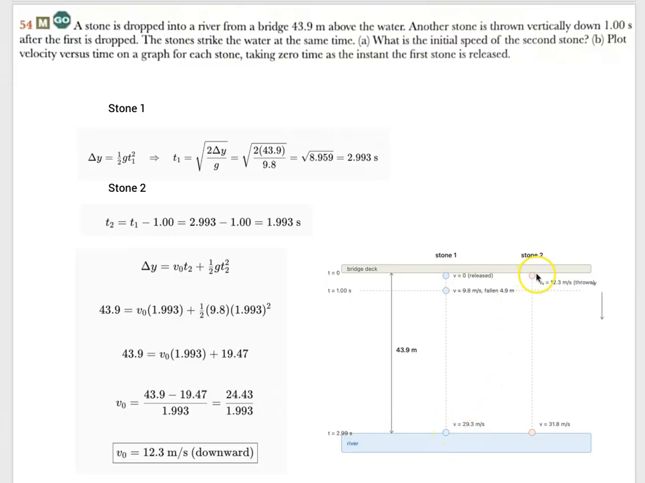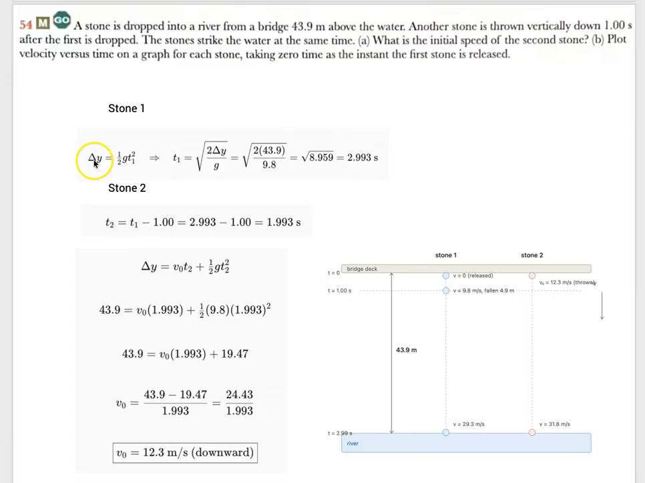Stone 2 is thrown, and when it's thrown, it also still accelerates at the same rate, 9.8, but it already has an initial speed. And because of that initial speed, they both hit the water at the same time. They don't, however, hit with the same speed, because remember, this one had more speed than this one did when it was originally dropped. So the very first thing they want us to do is find that initial speed.